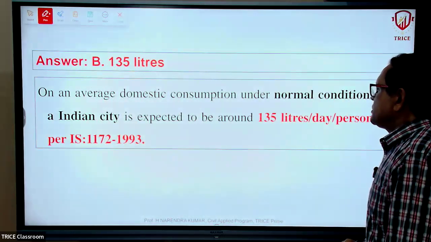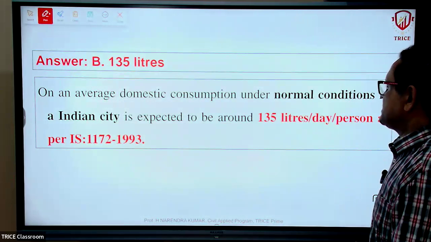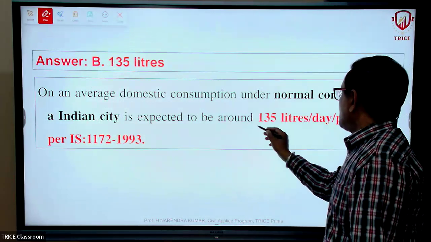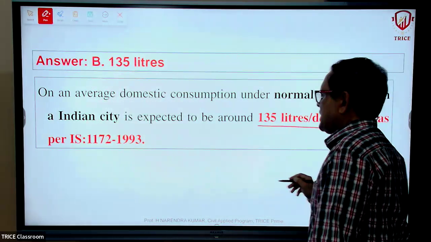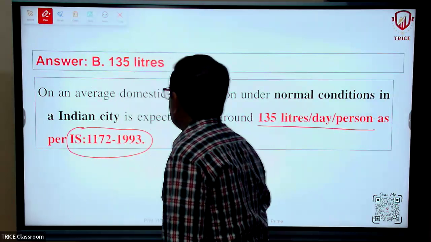On average, domestic consumption under normal conditions in an Indian city is expected to be around 135 liters per day per person as per IS 1172 1993.